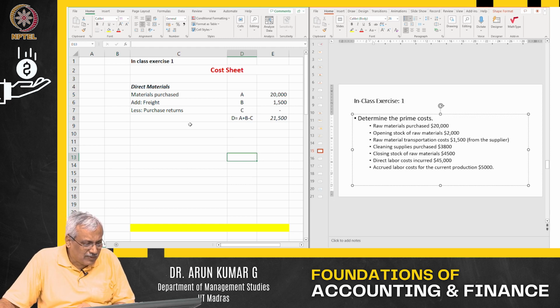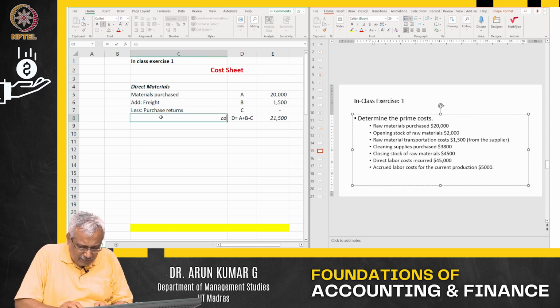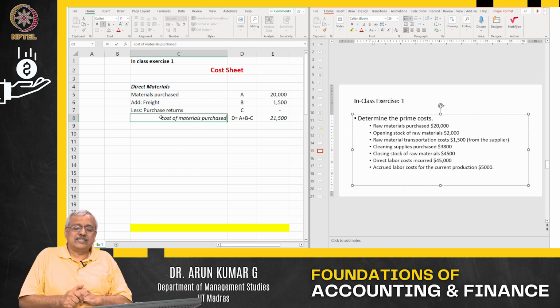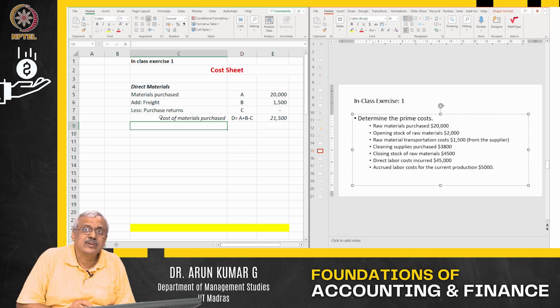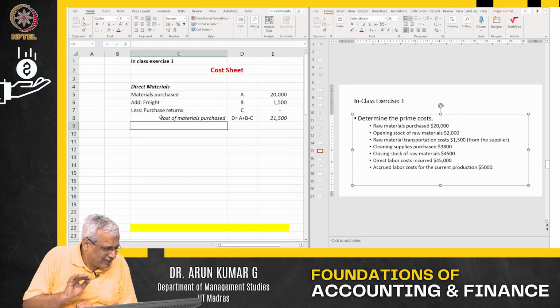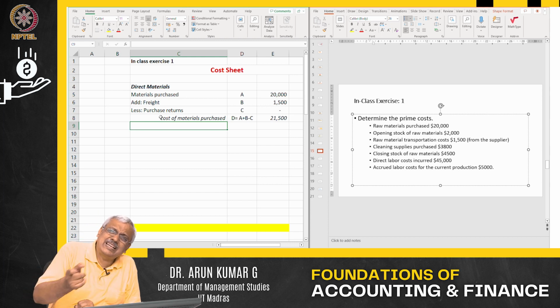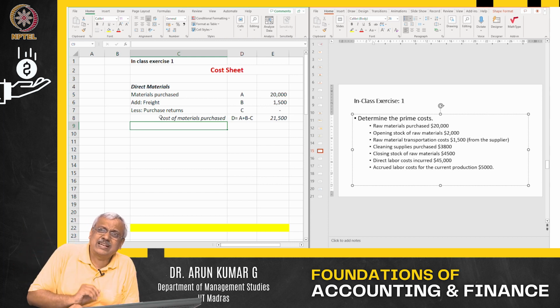Now, this is the cost of material purchased out there. Cost of materials purchased is so much. Now, what is the direct material? We have not arrived at the direct material yet. What are we interested in? Direct material consumed, because that is what we are interested in.